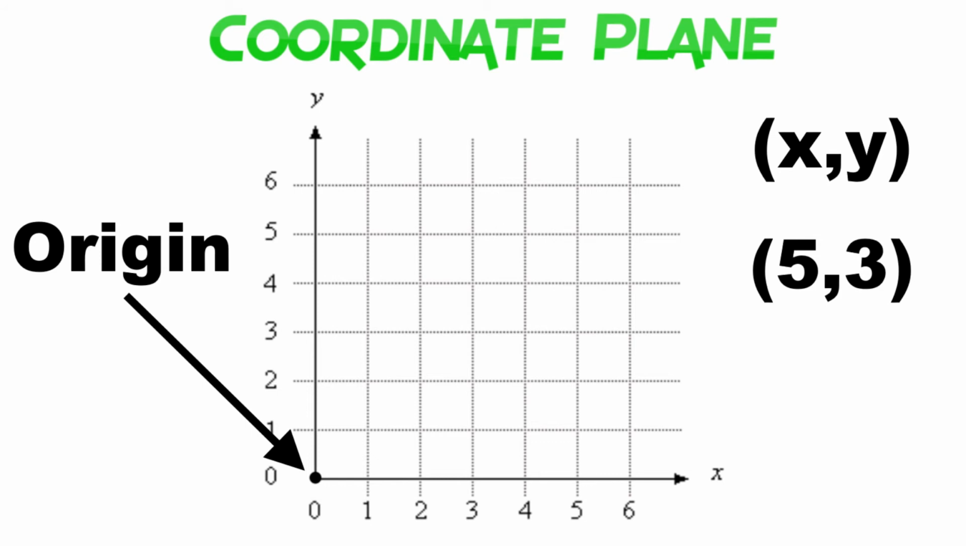Remember, the first number listed tells us how far along the x-axis the point is located. Start at the origin. Now, move to the right along the x-axis a total of 5 spaces. The second number in the point represents how far along the y-axis to move. Start where you left off on the x-axis and move 3 spaces up along the y-axis. This is the spot on the coordinate plane that matches the numbers in our point. Mark this spot with a dot.